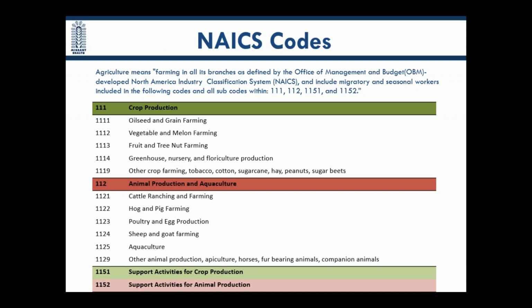So when in doubt, you should refer to the North American Industry Classification System, or NAICS codes. Those are available online, and the codes that are related to migratory and seasonal ag workers with their subcodes are 111, 112, 1151, and 1152. And you'll see here that they're very specific. So when you look those up, you can kind of determine if your ag workers fit into those categories.